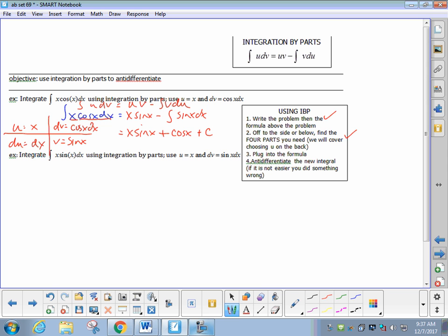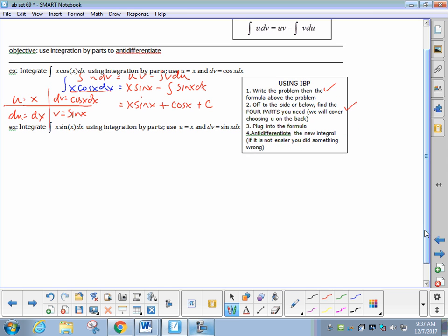Yes? So for the u, dv, is that the only work that we have to show? What I have here is the work I would expect to see, the four part choices and then the formula. Okay? Try this one on your own. And again, I am giving you what to call u and dv.